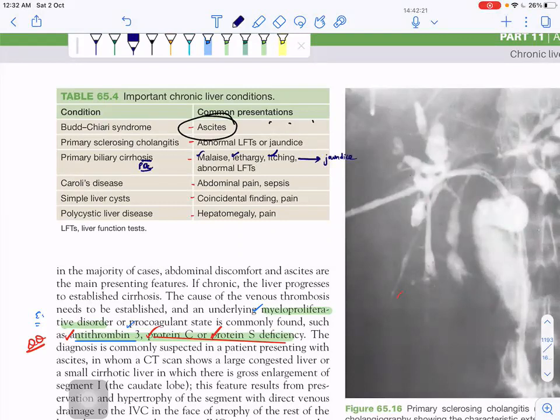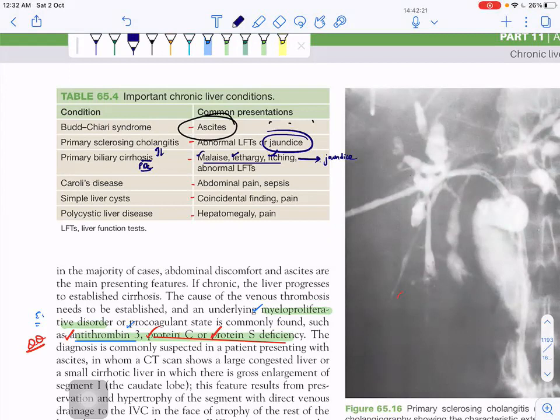That is the differentiating feature between primary sclerosing cholangitis and PBC. In primary sclerosing cholangitis, jaundice will form early. In PBC, malaise, lethargy and itching will form early, followed by jaundice. In the history, they will tell you like this: a 28-year-old female presents with malaise, lethargy, itching, followed by jaundice. Then you have to go for PBC.